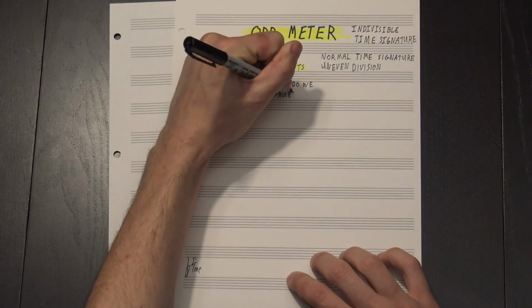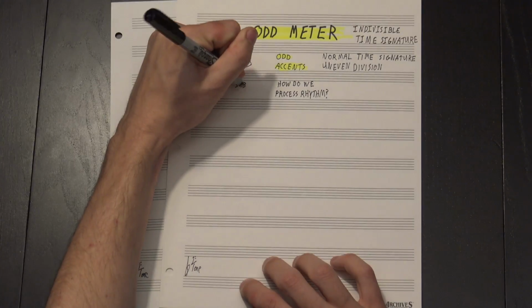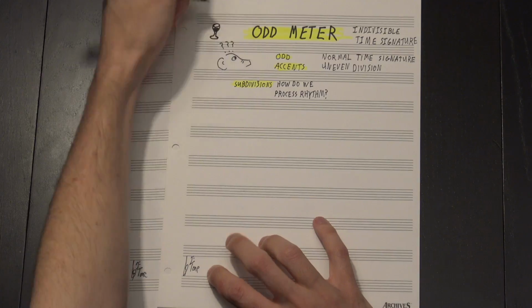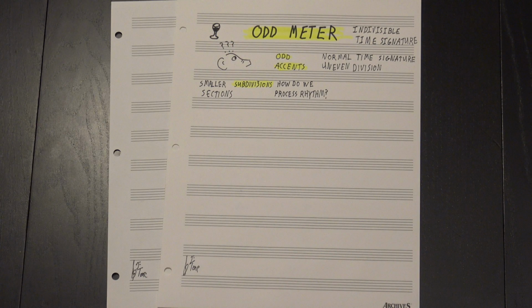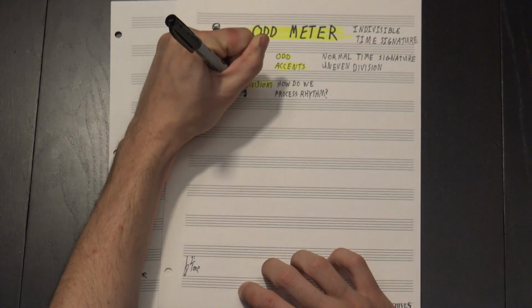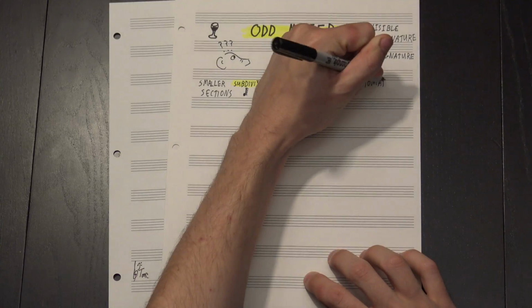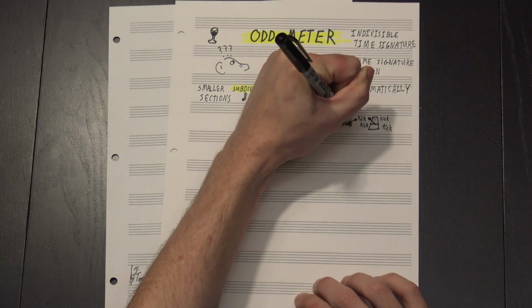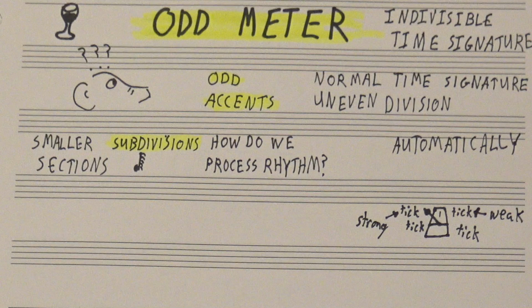Well, let's talk about how we process rhythm. Broadly speaking, it all comes down to subdivisions. We can't process the entire song at once, so we break it into smaller sections, which we then break up again and again until we get down to our smallest rhythmic units. And this happens automatically. If you listen to a metronome for long enough, your brain will start to identify strong and weak beats even though the sound is identical each time.